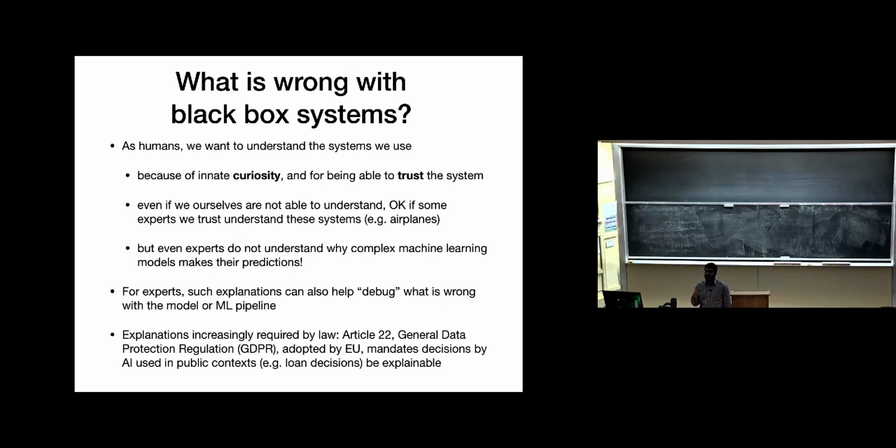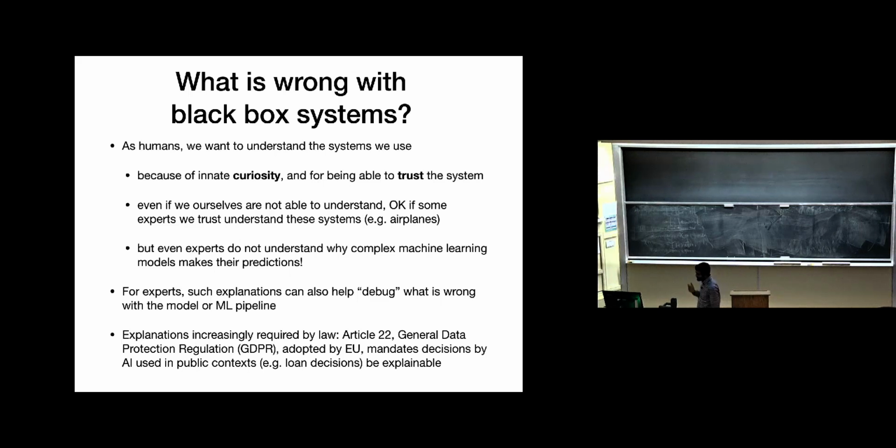So let's say I'm a bank and I'm going to use your private information to decide whether to give you a loan or not, and it's going to adversely affect you. You have a right to explanation. You can say, hey bank, tell me why I was denied the loan, in case the bank was actually using an AI system.